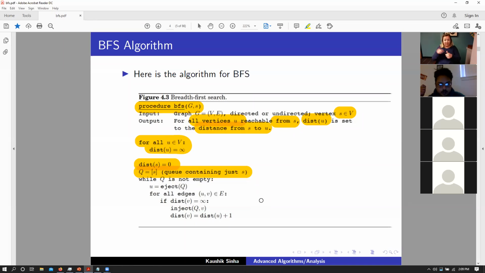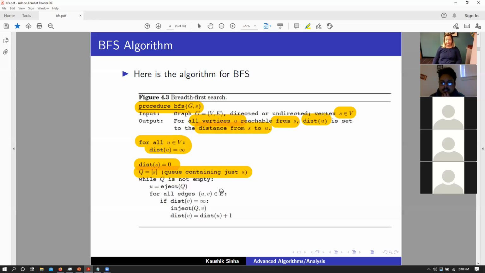Before we move forward with this algorithm, just a quick question. Is a queue the data structure for last in, first out, or first in, first out? FIFO or LIFO? Anybody else? Right?